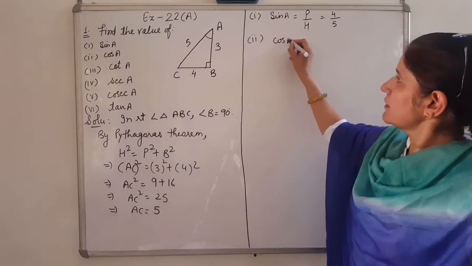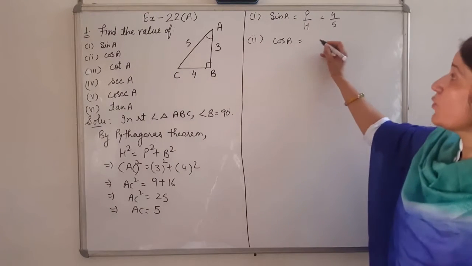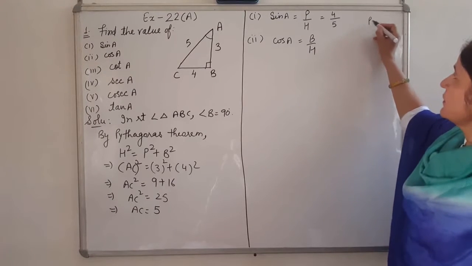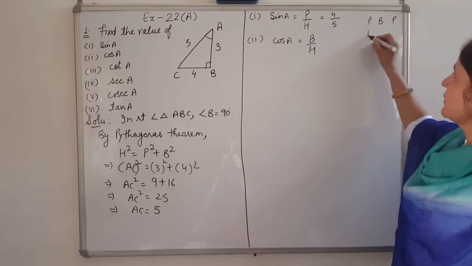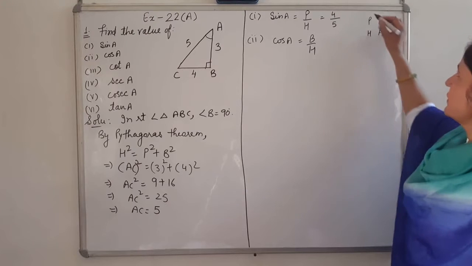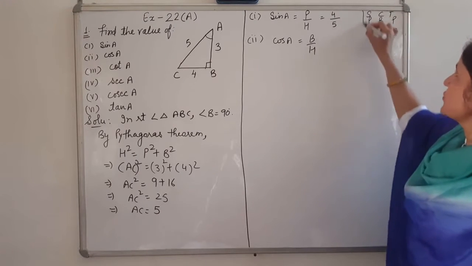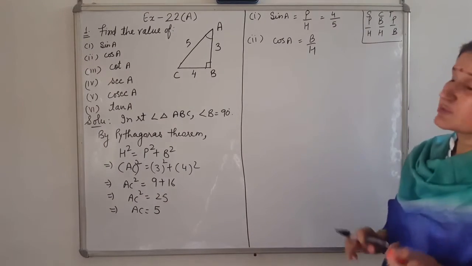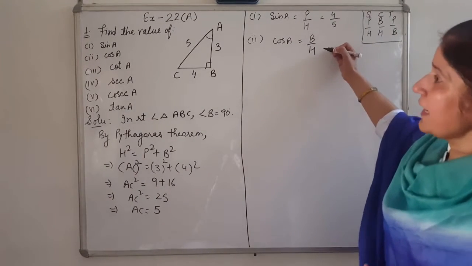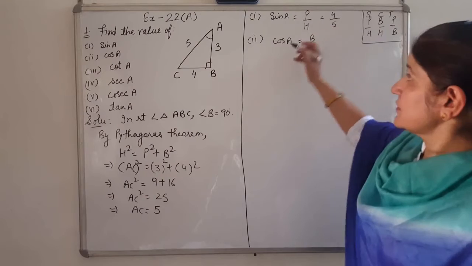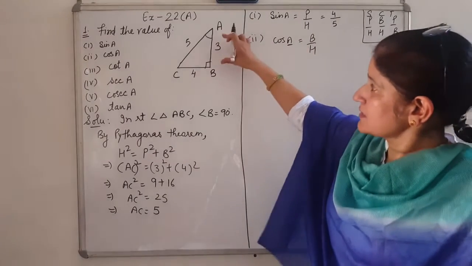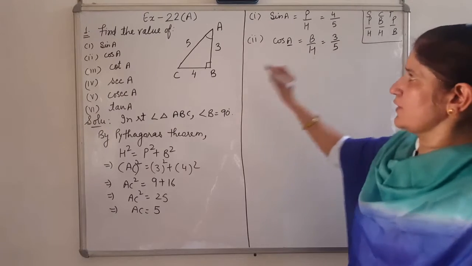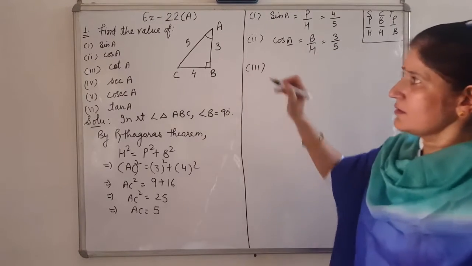Now the second one. Cos A, B over H. If you don't remember, just write it in the corner like this, and keep it. And you take their ratios and easily you can find out the values. So B over H. What is the base? See, this angle A. Base is 3 and hypotenuse is 5. Very good.